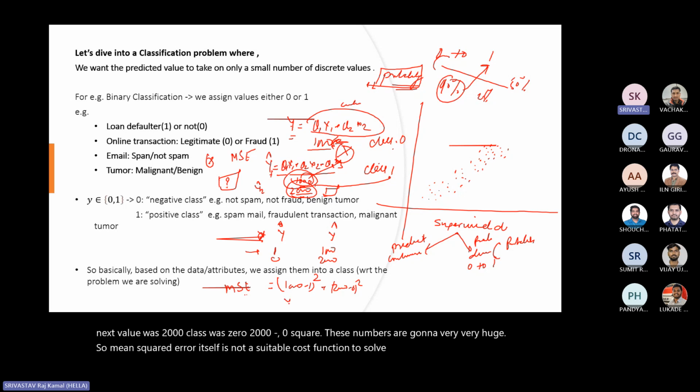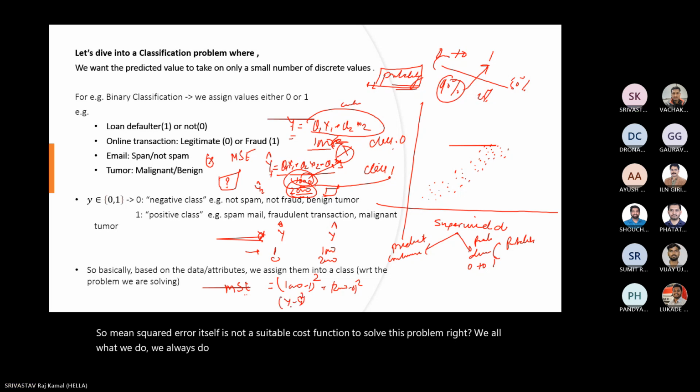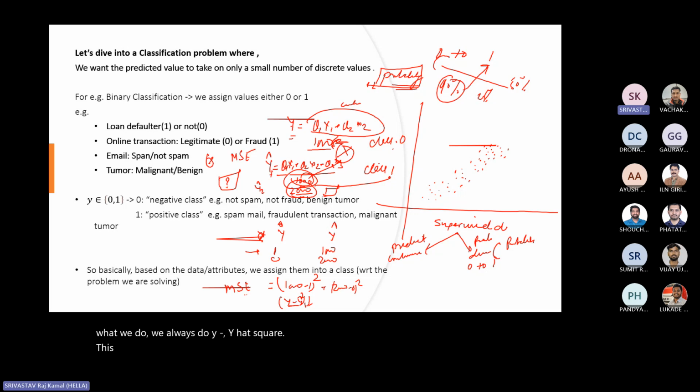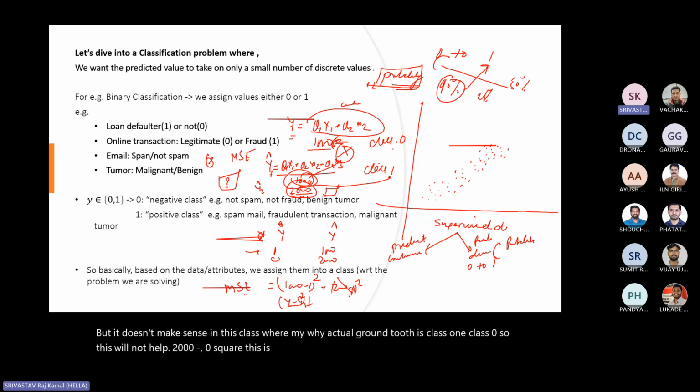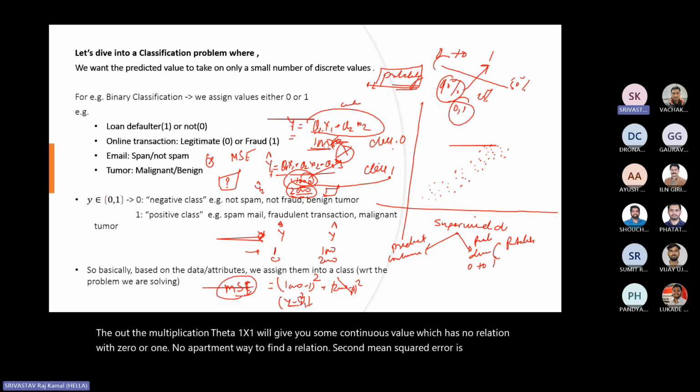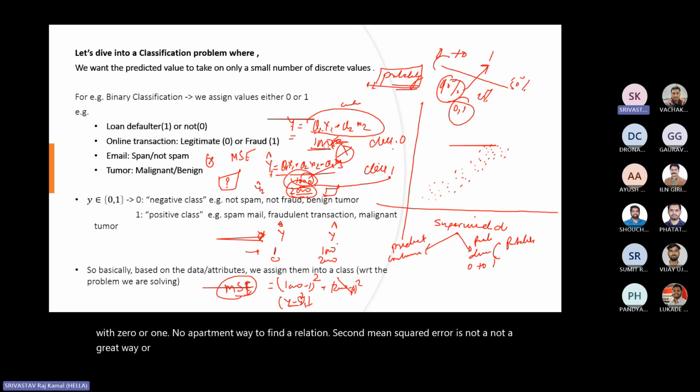Right? What we do, we always do y minus y hat whole squared. This we want to reduce, but it doesn't make sense in this case where my y actual ground truth is class 1, class 0. So this will not help. 2000 minus 0 whole squared is not taking you anywhere, right? So that's why, the two things: the multiplication theta 1 x1 will give you some continuous value which has no relation with 0 or 1, no apt way to find a relation. Second, mean squared error is not a great way to classify something into a class.